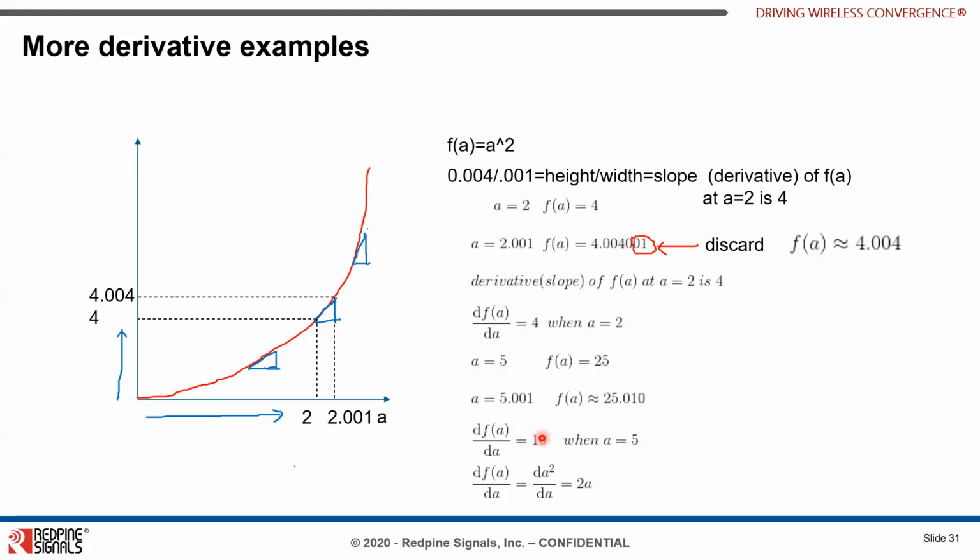Okay, so similarly, now cross check, do the reverse engineering and see what dfa by dA is, because fa was a square. So d of a square by dA is actually 2a. Okay, now you cross check. When a equal to 2, the derivative was 4: 2 into 2, that is 4. And when a is 5, 2 into 5, that is 10. That is dfa by dA equal to 10.